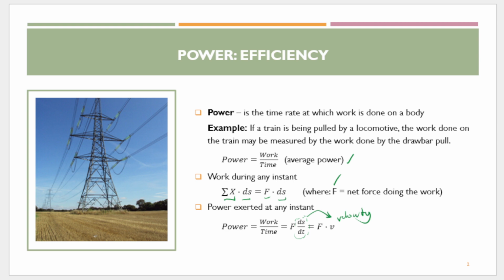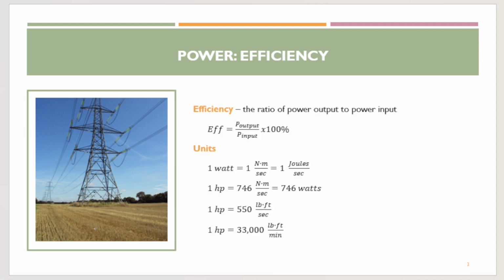So again, power is the time rate at which work is done on the body. Where does power come from? It is the ratio of work over time. If we are talking of power, we're also talking about efficiency. Efficiency is the ratio of power output over power input. Efficiency, in Greek the sign eta, like a long letter N, is power output over power input times 100%.